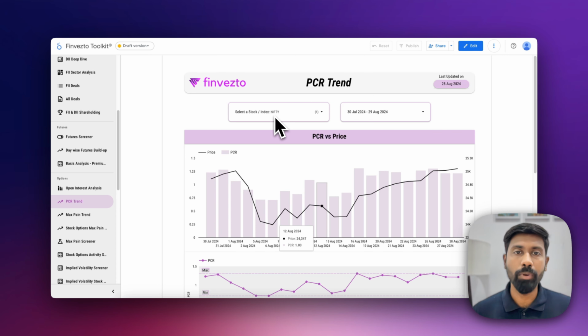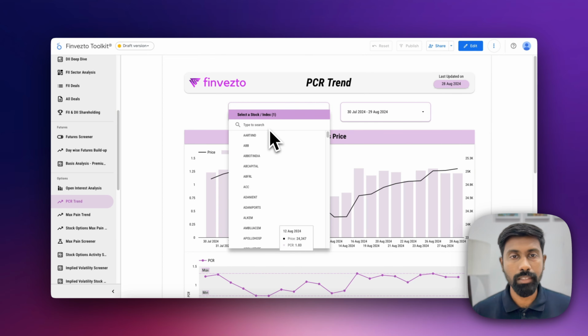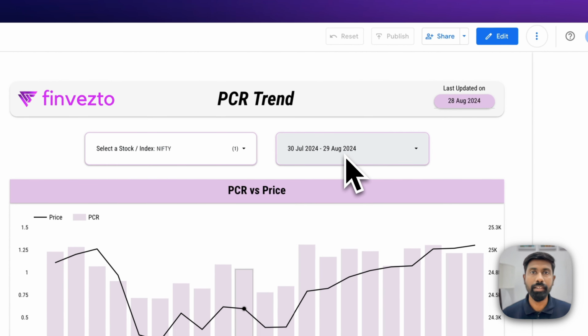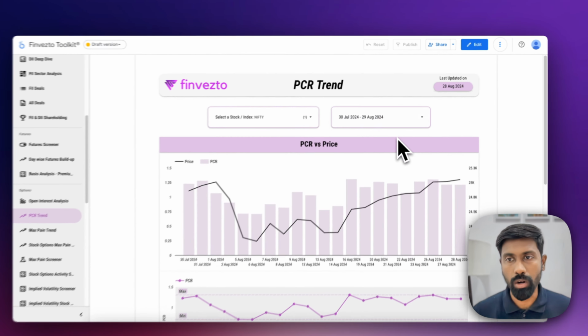Let me show you the example of Nifty. Here you will find two filters. The first filter is the list of all F&O stocks, including Nifty and Bank Nifty and all other indices. And then you will find a date range filter as well. You can set last 1 week or last 1 month and so on.